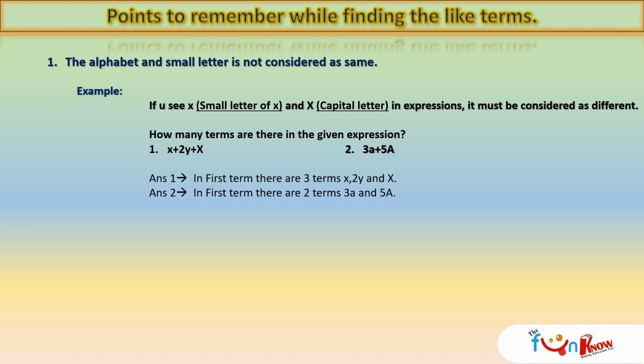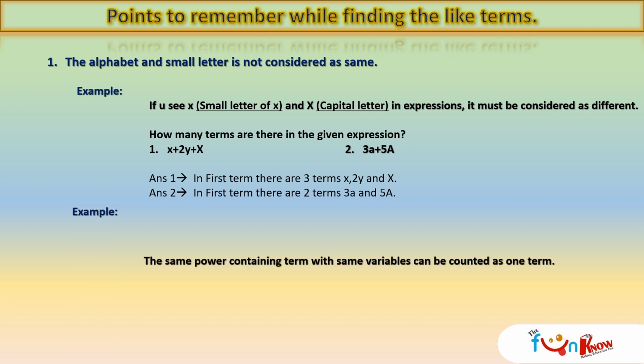Now go to the second expression, students. 3a plus 5A. As you can see, one is small a and one is capital A. That means, students, there are 2 terms, 3a and 5A, in this expression.